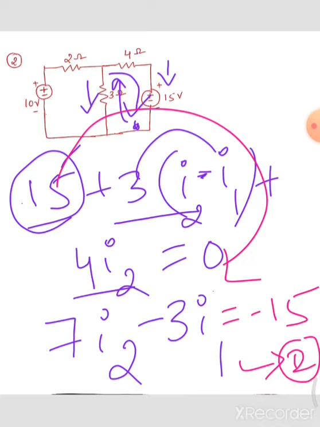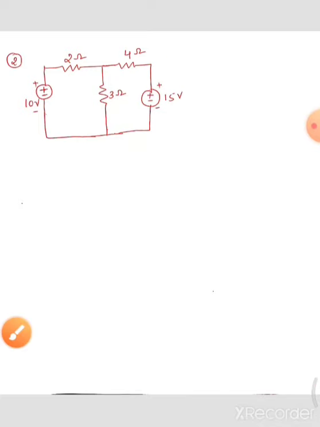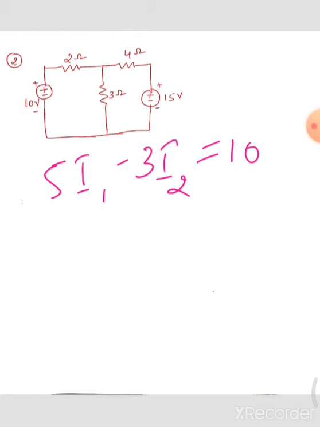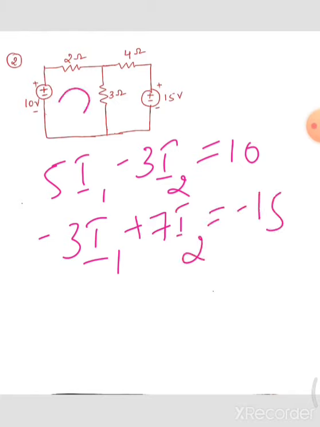Okay, solve both the equations, right? First equation is 5i1 minus 3i2 equal to 10. Second equation is minus 3i1 plus 7i2 which is equal to minus 15, when you have chosen a direction like this. Okay, be careful about it. Then by solving these two equations, you can try with this.